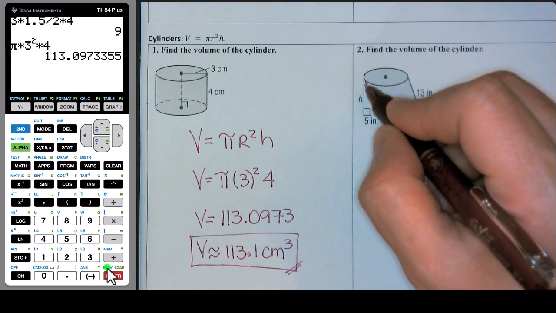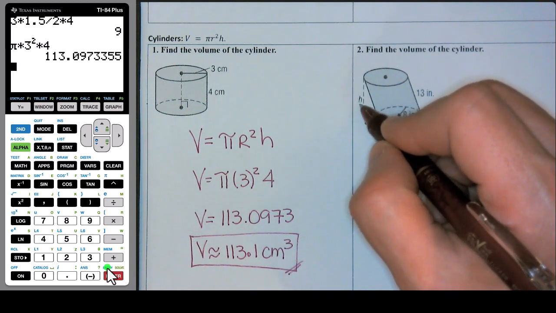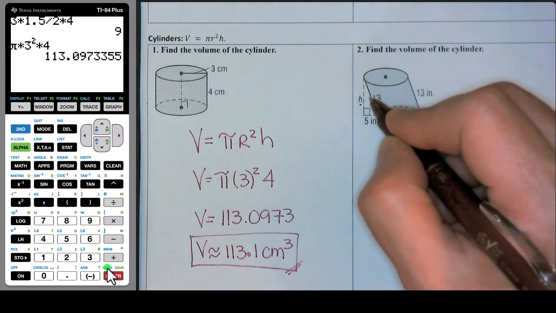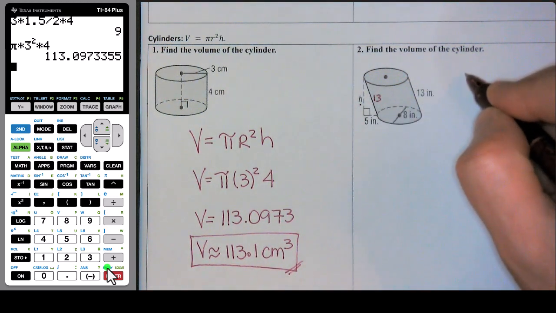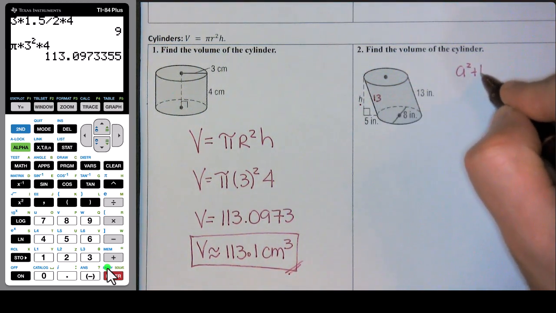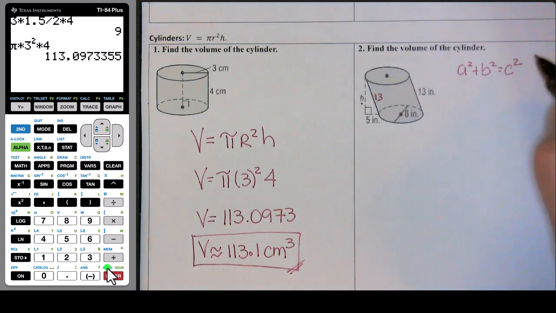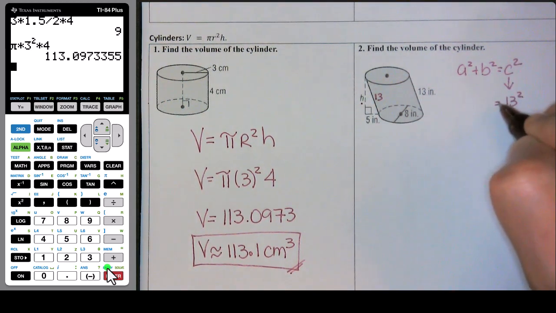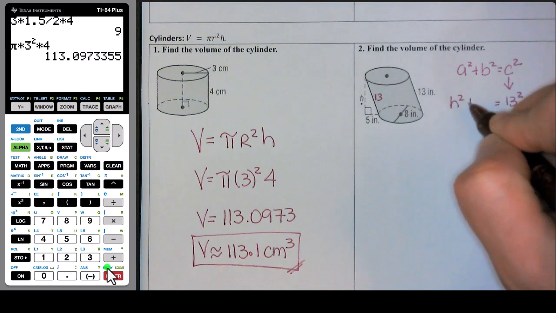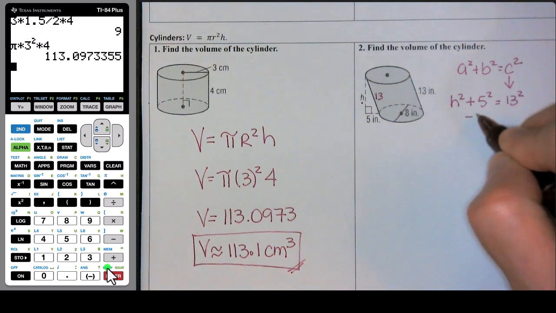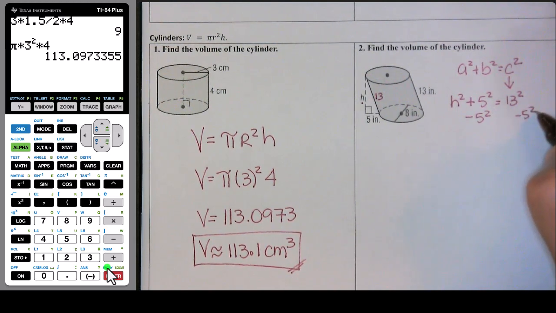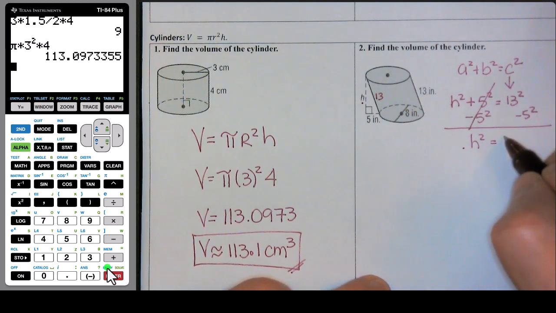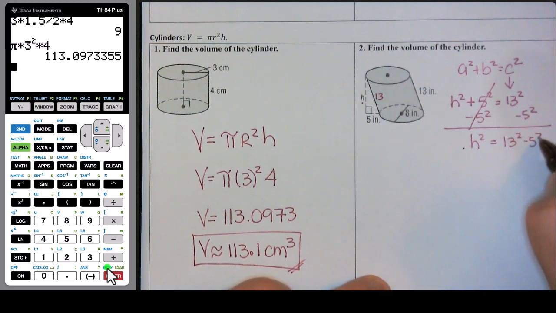Now the height we have here is undefined because it says h, so we need to find it. So we know that this is 13, so this must be 13. So right there we have a right triangle, so we can use the Pythagorean theorem. a squared plus b squared equals c squared. The hypotenuse would be 13, and then the other side would be the height squared plus 5 squared. We're going to subtract 5 squared from both sides, so the 5 goes away. We get h squared equals 13 squared minus 5 squared.